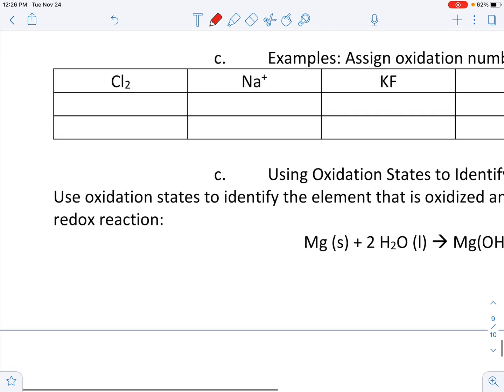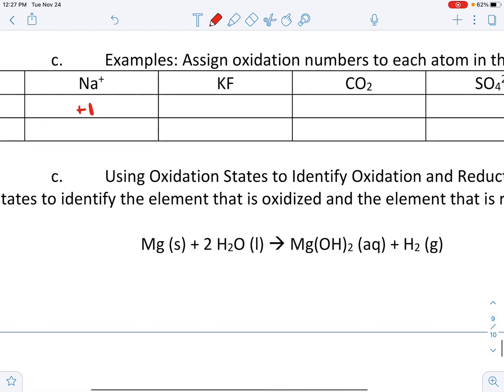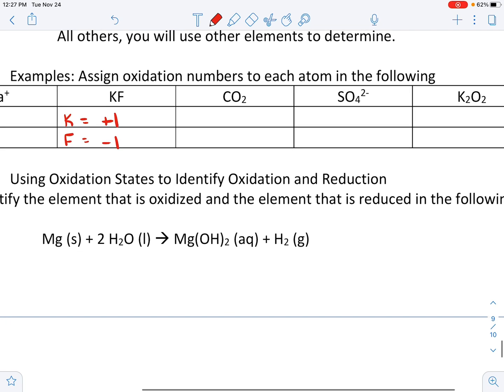So we have Cl2 to start with, right? It is in its natural state. Chlorine in its natural state is a gas and it's Cl2, so it's 0. Na+, well, we know Na is going to be +1. So now, as we're rolling along, we've got K. We know K is in group 1, so it is always +1. Then we have F. Since our neutral molecules have to add up to be 0, F in this case has to be -1, and F is usually -1. So let's roll on.